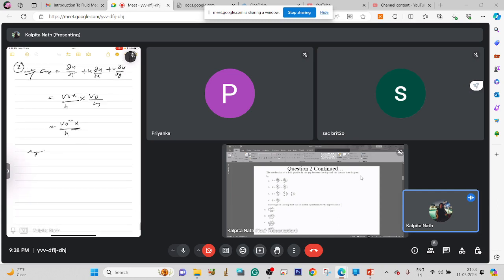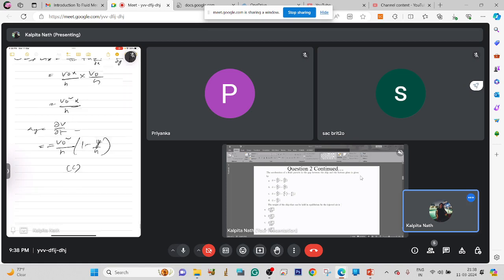So ay will be equal to del v del t plus u del v del x plus v del v del y. Similarly, this will be minus v naught upon h, 1 minus y by h. So this is option C.